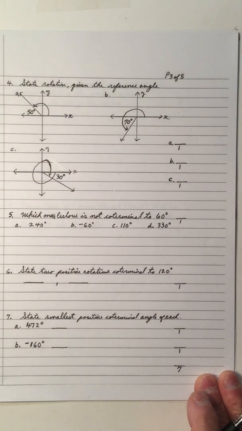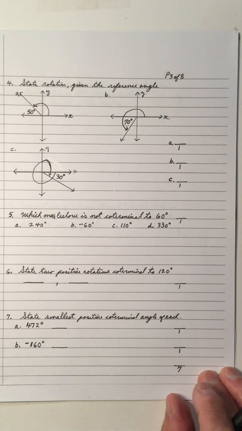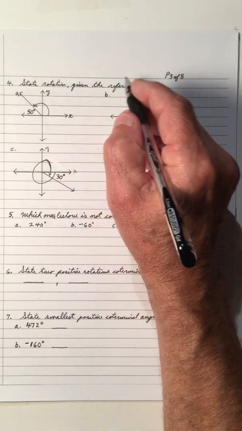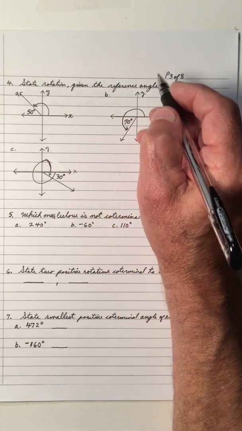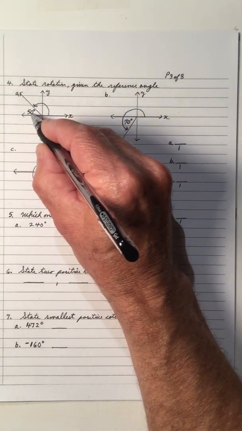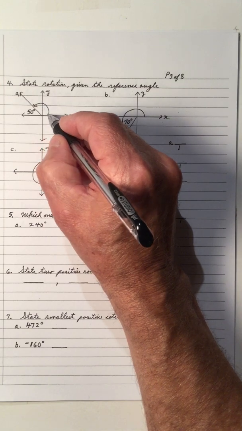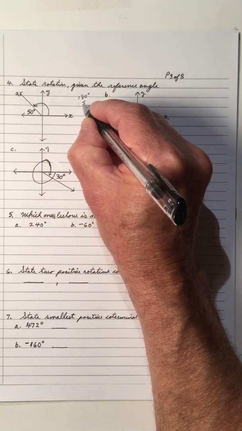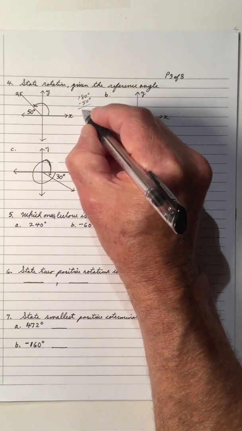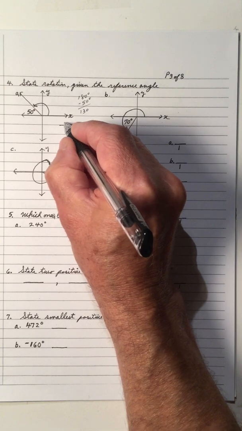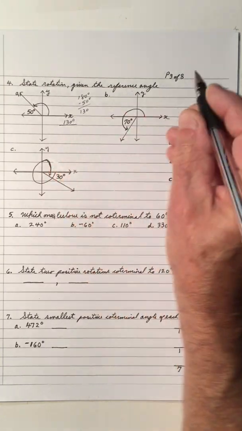Okay, hopefully everything is going well. You know, you understand what the unit is about. State the rotation given the reference angle. So notice the reference angle is between the terminal arm and the x-axis, 50. So this rotation is 180 all the way. Take out 50 and I get 130. So the answer for the rotation is 130 degrees.